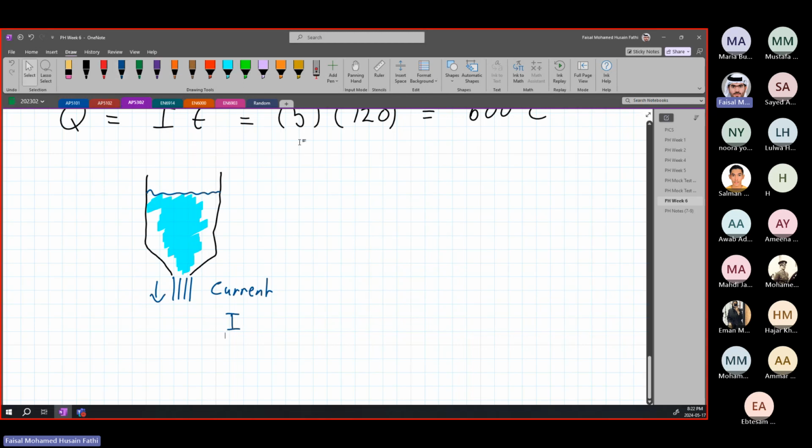Remember, electricity is the same idea as the flow of water. It's the same exact concept. However, we cannot visually see it, so we are using this example to see it better. If you notice, we have an opening of this size, and the flow is going to be something like this. This is our current going downwards in that direction.